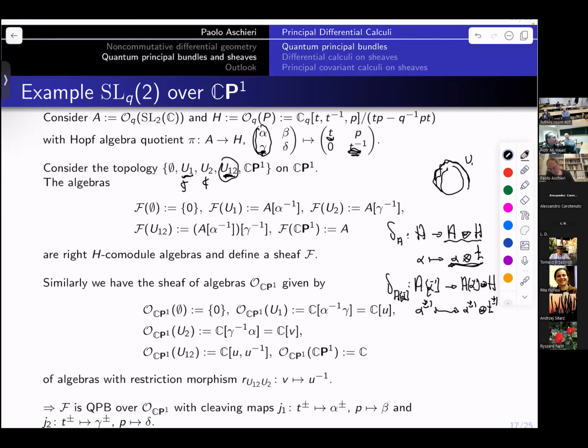Another thing is that the localizations with alpha and gamma commute. You can first localize with gamma and then alpha inverse. This is again a fact coming from this Ore structure or condition. Very good point. So this is a fact: the two commute. Later on, when discussing more general cases, we will need this as a requirement or condition on multiple localizations.